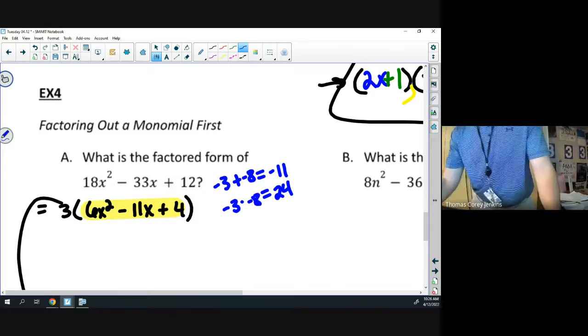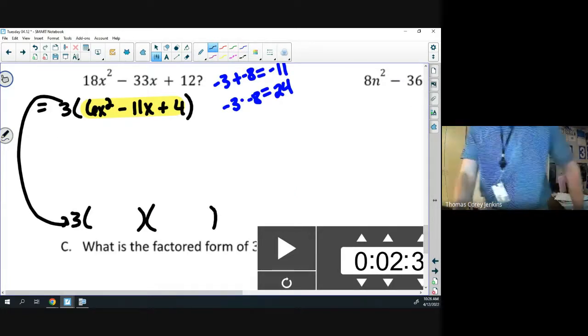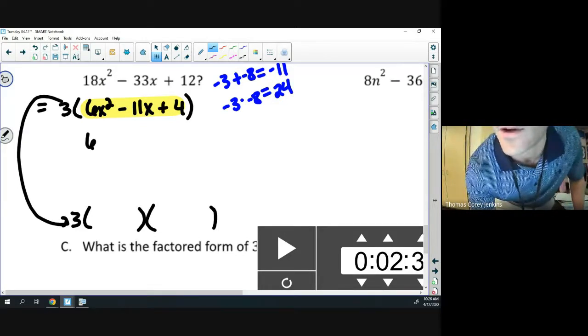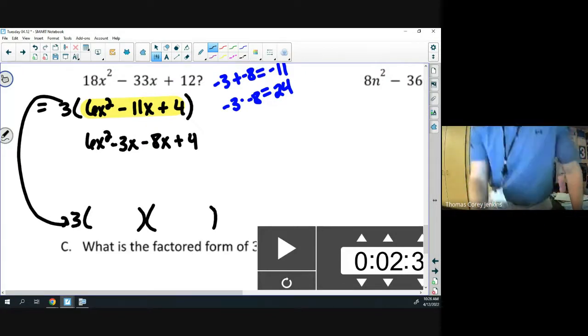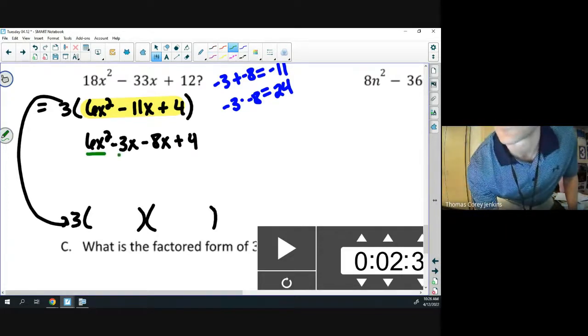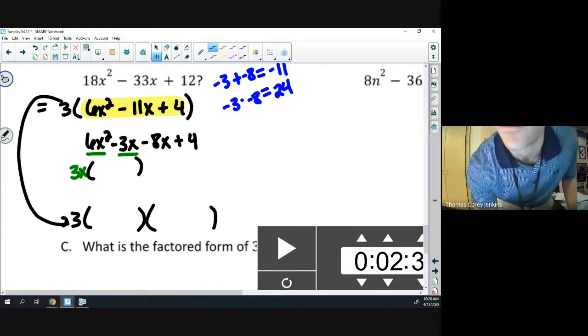Okay, and again, we can't skip this step with these that don't start with 1x squared. We have to do factor by grouping. So I'm just going to rewrite the trinomial as a 4-term polynomial: 6x squared minus 3x minus 8x plus 4. All right, and then we just go from there. So again, looking at my front 2 terms, I could pull out from there a 3x. And that would give me, in the parentheses, 2x minus 1.